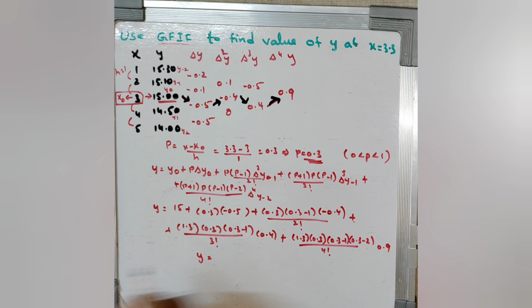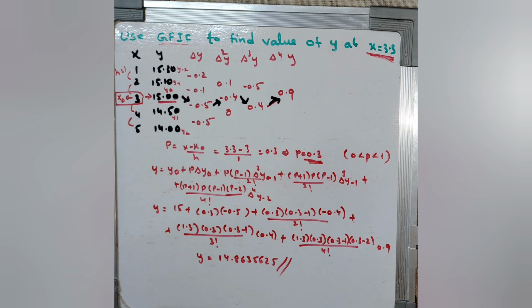Now calculate the whole value. Calculating this whole value, you will be getting 14.8635625. So this is the value of y at x equals 3.3.